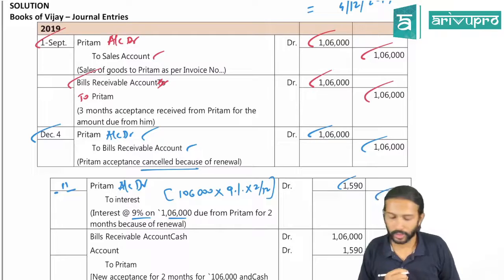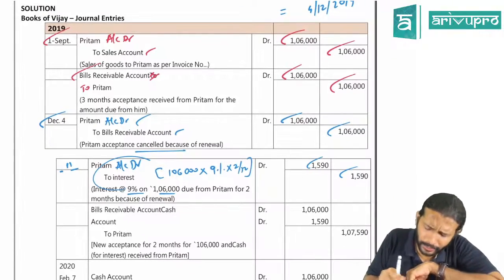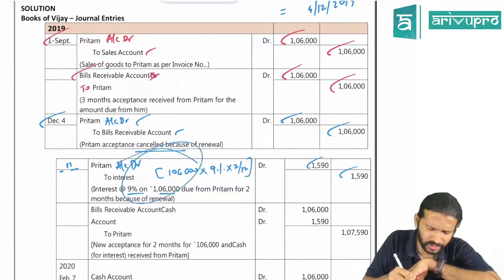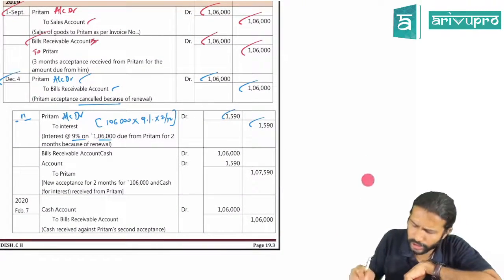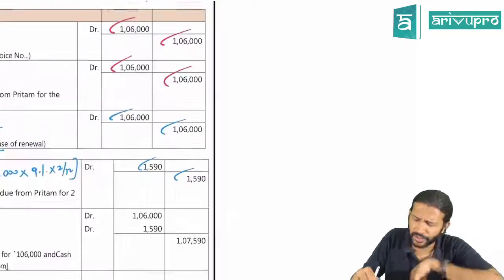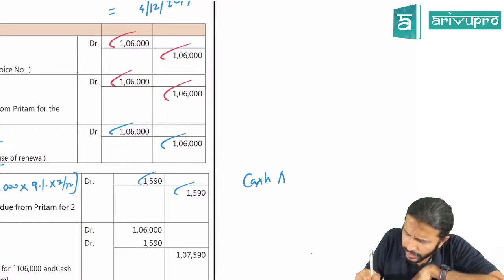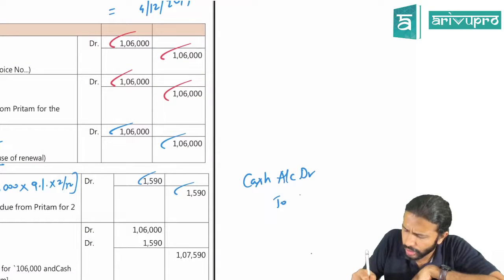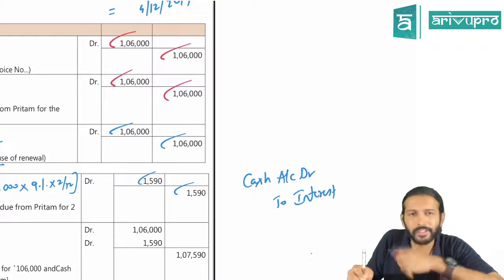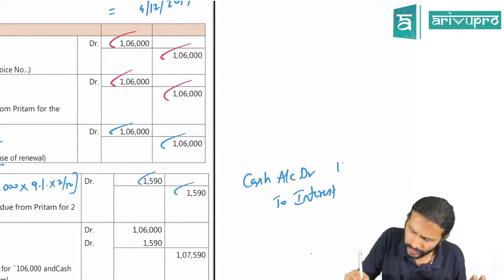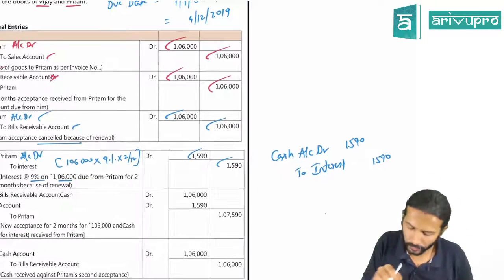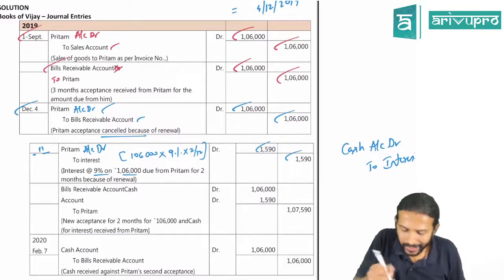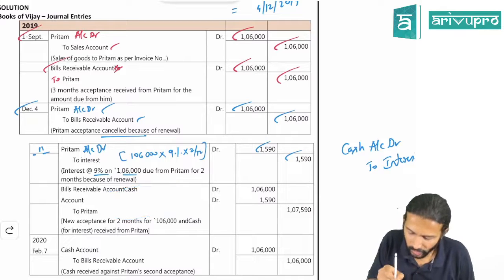Okay, fair enough. Somebody is saying, sir, why don't we debit cash? No problem. The study material has passed this entry. If you don't like this entry, you can pass one more entry also. Instead of Preetham to interest, anyway you received cash, no? You can directly pass the entry cash account debit to interest also, absolutely no problem. So if you want, you write cash account debit to interest account 1,590, no problem whatsoever. That cash entry they are passing here, sir.